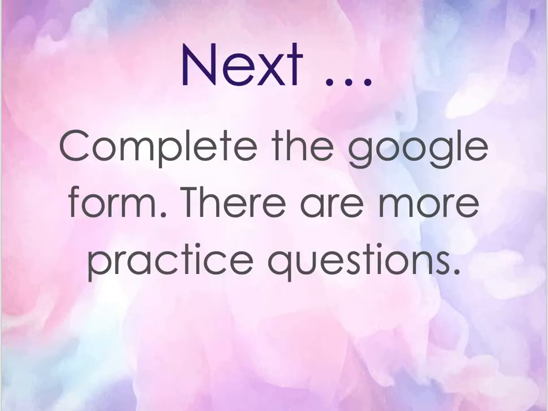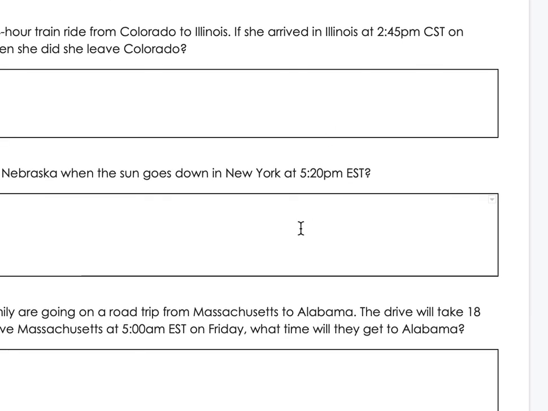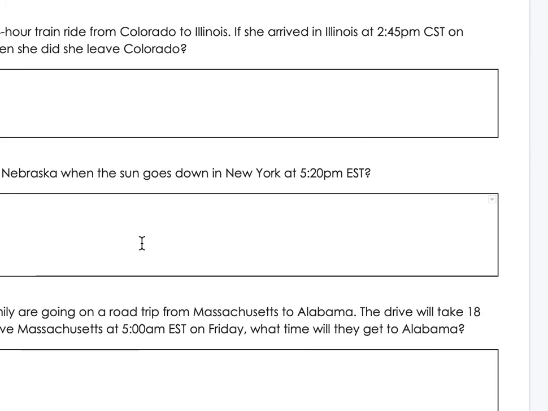Next, I want you to go to the Google form, and then there are more practice questions. It's from the same map, but just different questions. It will look like this. Right, it's right there. Just like yesterday, but they're with different questions. But they're going to be questions like what we did today.